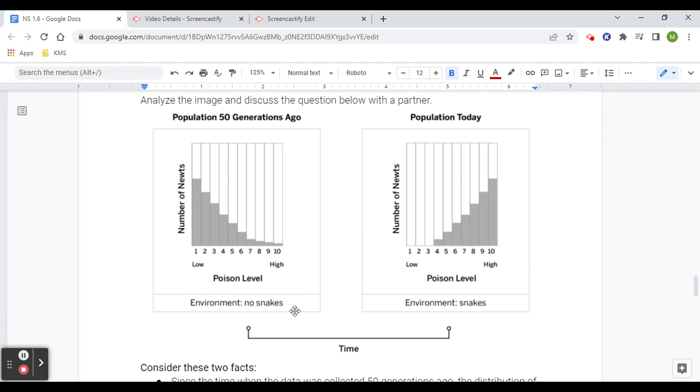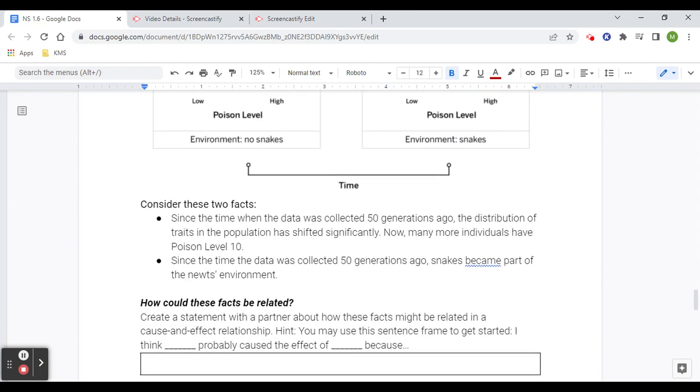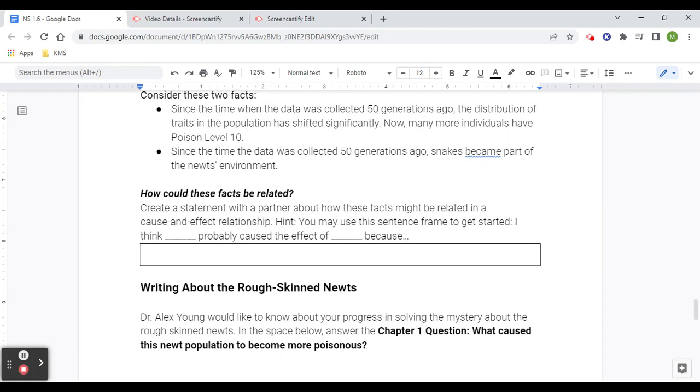You can also see the environment 50 generations ago had no snakes, whereas the population today does have snakes. Okay, so consider these two facts. Since the time when the data was collected 50 generations ago, the distribution of traits in the population has shifted significantly. Now, many more individuals have poison level 10. Since it was collected 50 generations ago, snakes became part of the newts' environment. So, how can these facts be related? Create a statement with a partner about how these facts might be related in a cause and effect relationship.